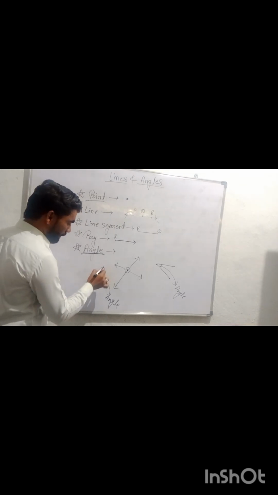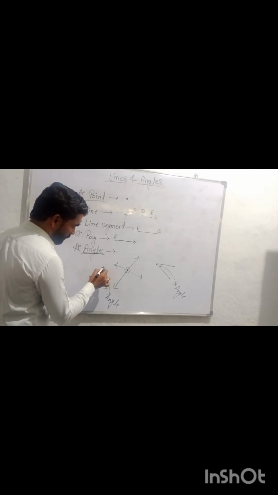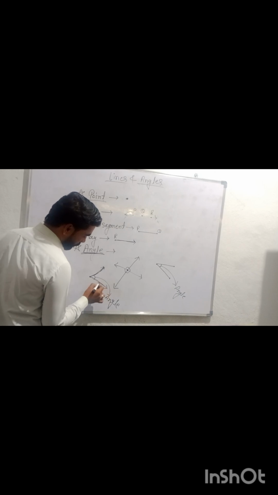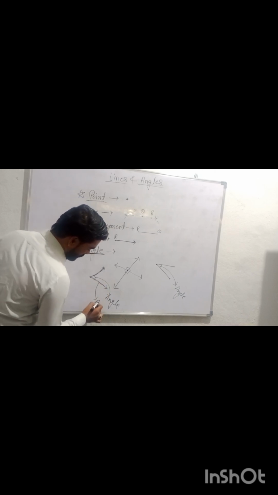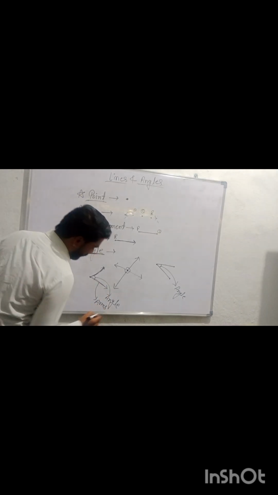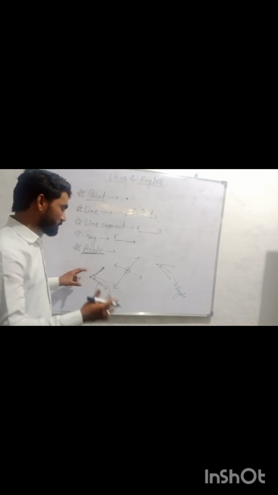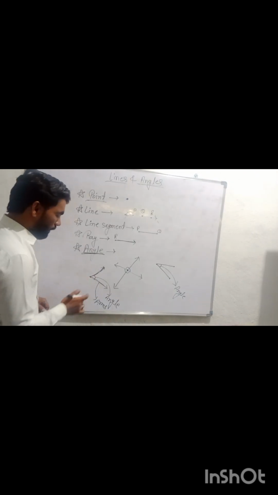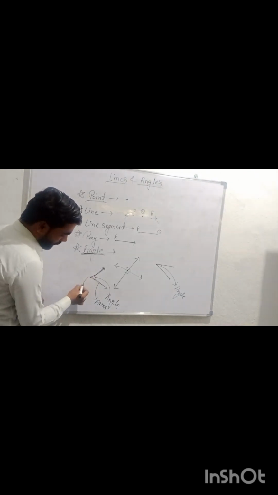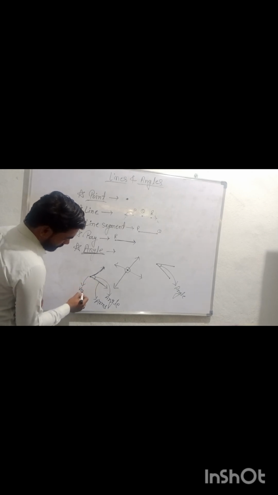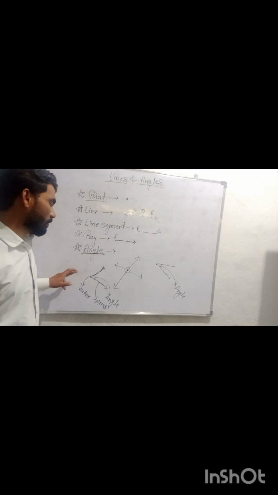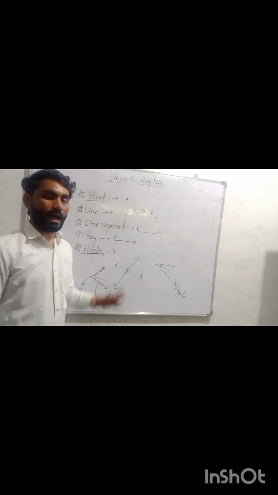We call these the arms of the angle or sides of the angle. And this is the vertex of the angle. What is this? This is the vertex of the angle. Okay, so this is called an angle.